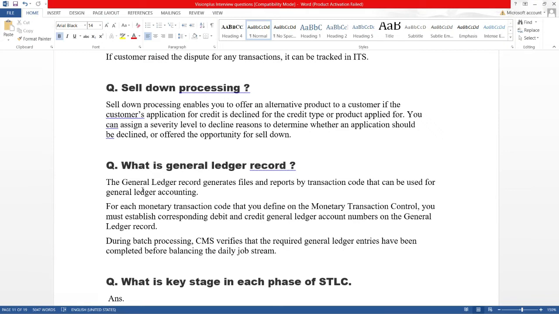So what is general ledger record? The general ledger record generates files and reports by transaction code that can be used for the general ledger accounting. For each monthly transaction code that you define on the monthly transaction control screen ARQX, you must establish corresponding debit and credit general ledger account numbers on the general ledger record. During batch processing, CMS verifies the required general ledger entries have been completed before balancing the daily job stream.